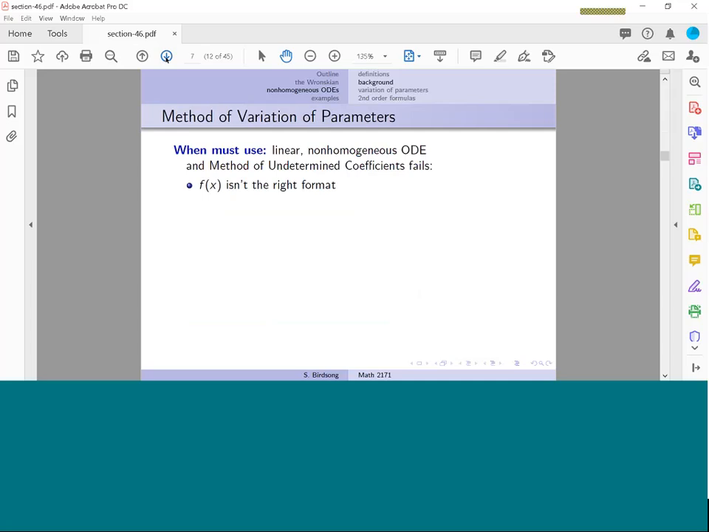So first thing is, for your method of variation of parameters, you have to have a non-homogeneous differential equation. You can use the method of variation of parameters anytime you have a non-homogeneous differential equation. We're going to only be dealing with linear, and you're going to have to use variation of parameters if your method of undetermined coefficients fails. But every time method of undetermined coefficients works, you could totally have used variation of parameters too. So this is a method that works more frequently than undetermined coefficients. However, for many people, it takes longer to do than undetermined coefficients. So there's pluses and minuses.